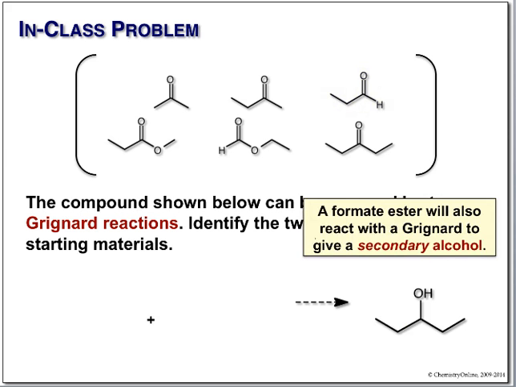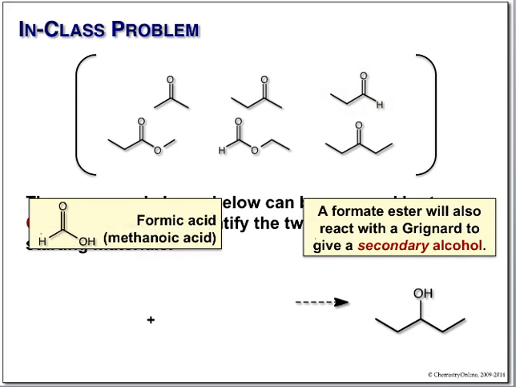Now, once again, formate is a trivial name, a common name. This is formic acid. This is the stuff that stings in an ant sting. Oh, really? Yeah. Formic acid. So a formate ester, simply this will be an OR, but it has a hydrogen attached. That's why we get a secondary alcohol, because it has a hydrogen and not an alkyl group.